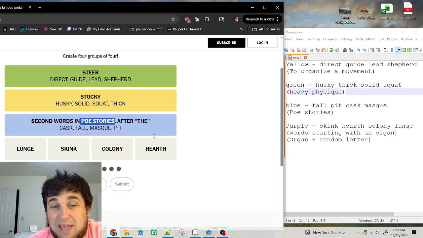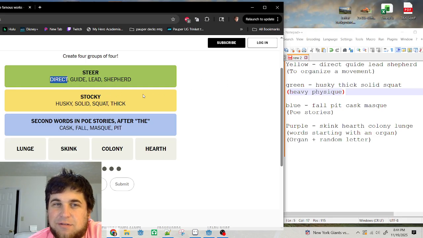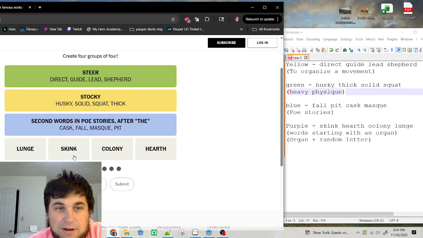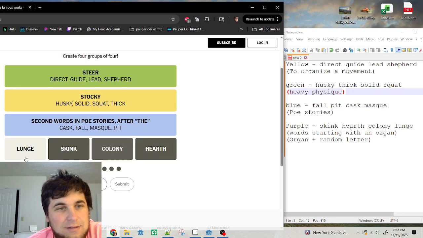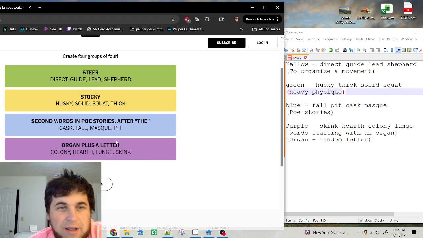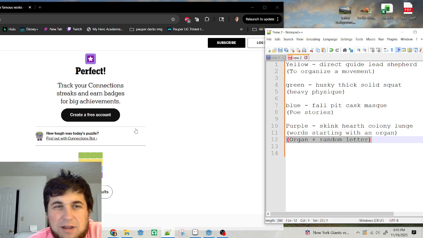I don't know if we would have counted this one or not. Probably would have. I think that title is a hard one to get. But I think I would have counted it as Poe stories. And I would have probably counted these. Steer is the one that's trickier. Stocky, I feel like heavy physique works. And then the last one, the one oddly enough now, looking back at it, that I'm pretty confident I had the thing right for. Organ plus a letter, yeah. Organ plus random letter. Sometimes they word them that way, so I thought it could be that.